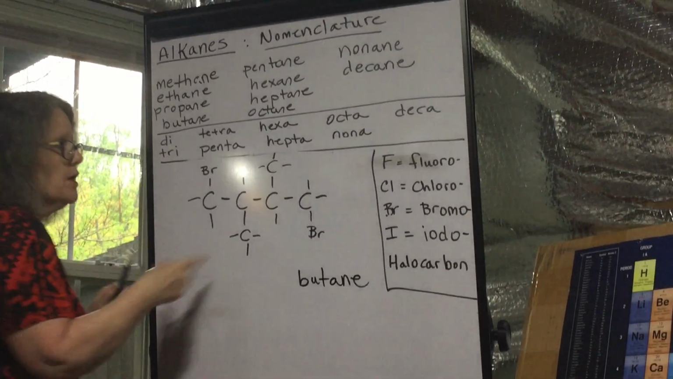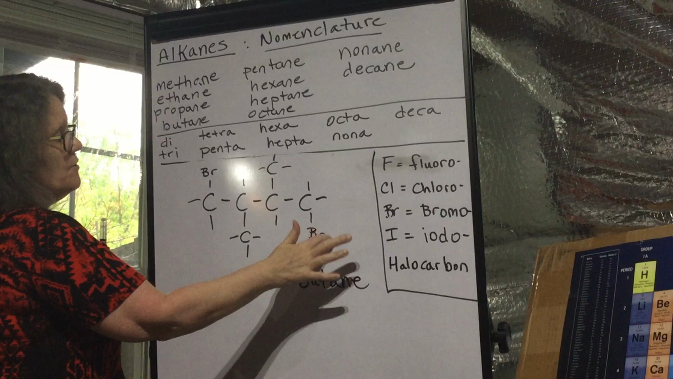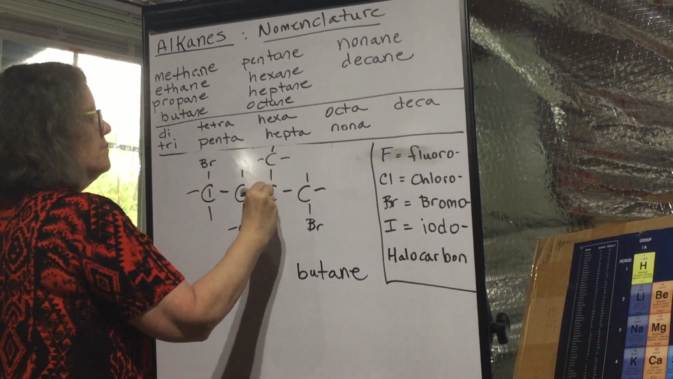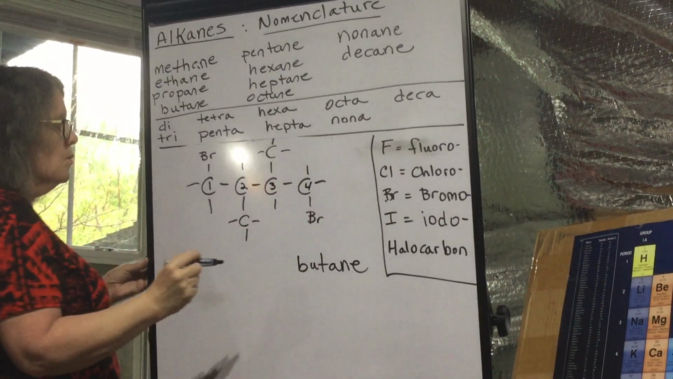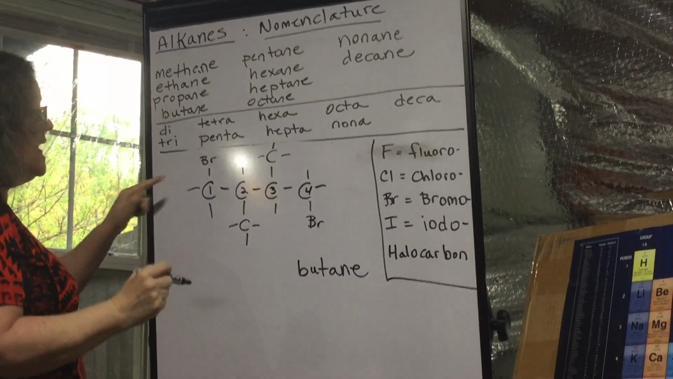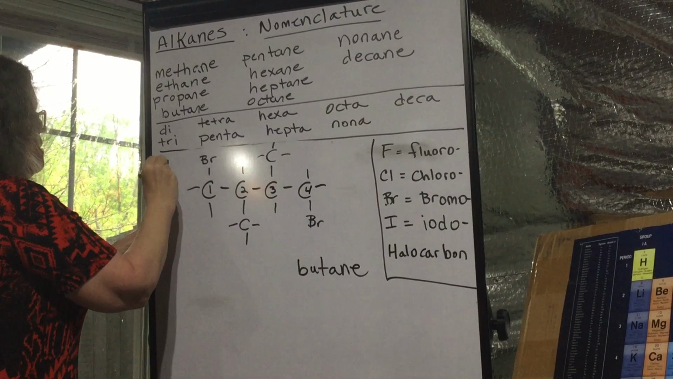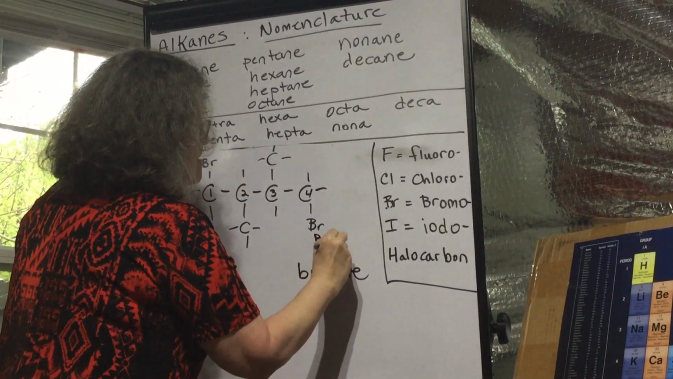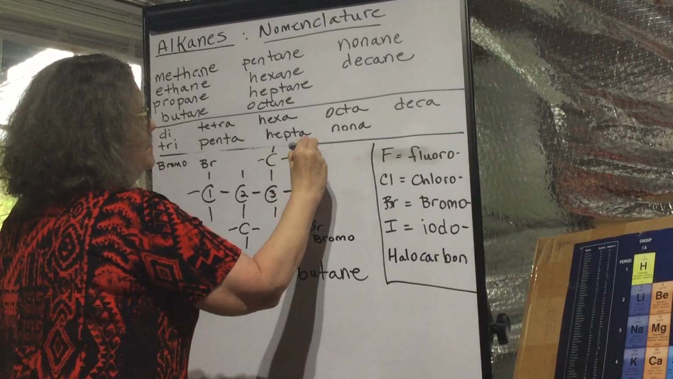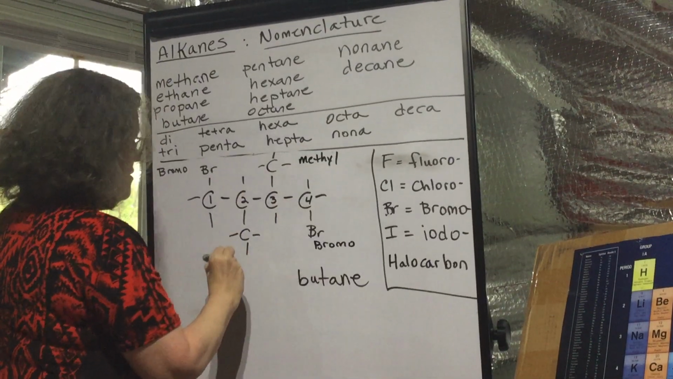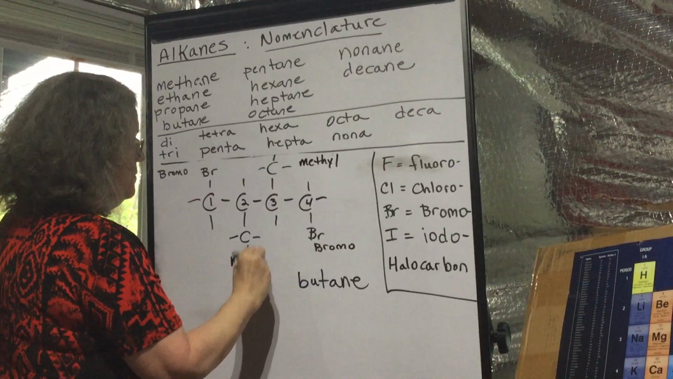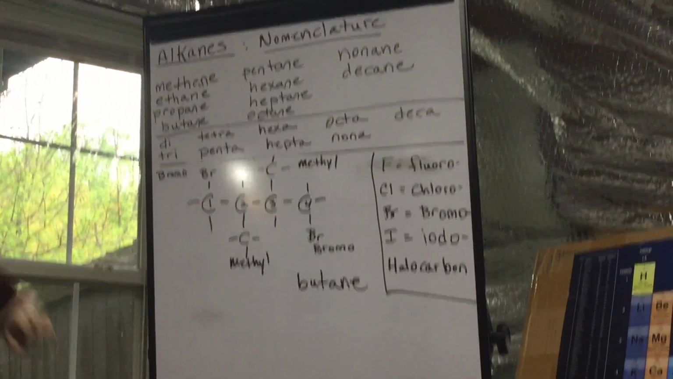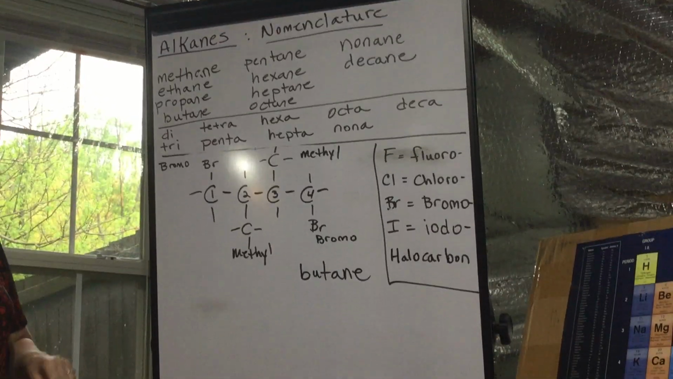Let me number it. Now, I have something on either end, so I can start numbering in either direction. Now, what do I have? I have a bromo, another bromo, a methyl, and another methyl. Point one more thing out: I don't have any H's. The H's clutter my structure, so consequently, I have my H's out.